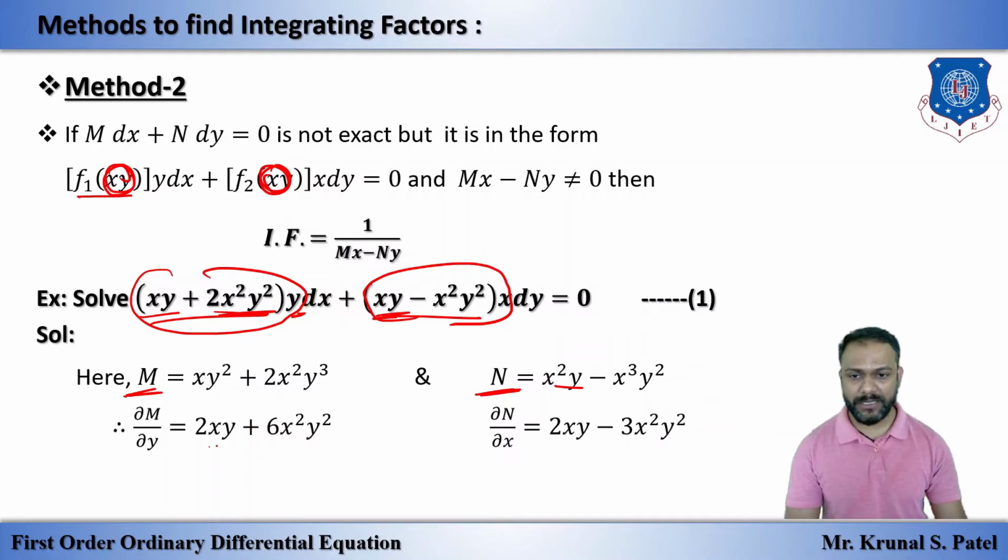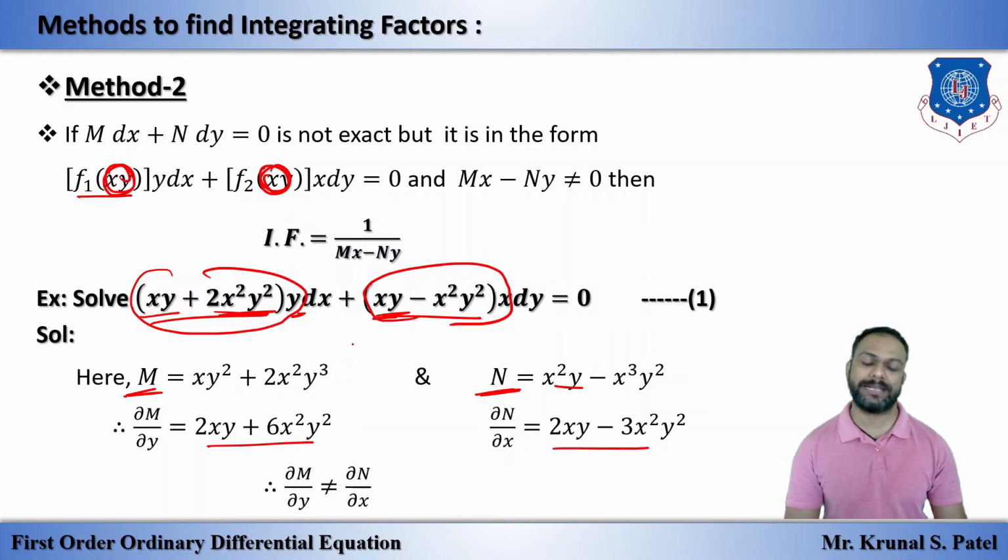And now you can check these both are not equal. That means the given differential equation is not exact. Now, it is not exact, but we have to check whether it is in the form of this, or homogeneous. It is not homogeneous. Why?